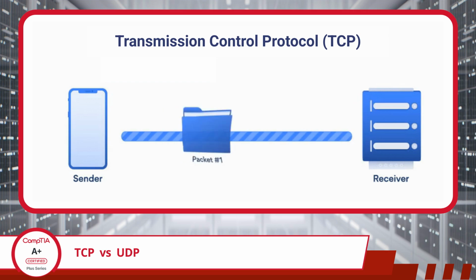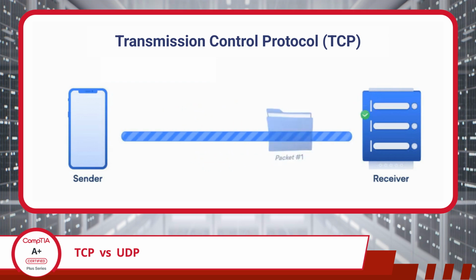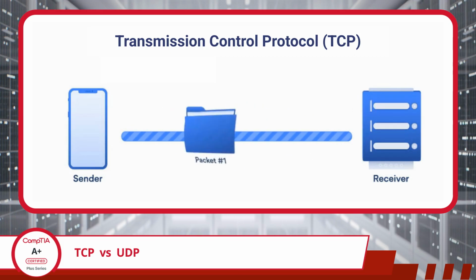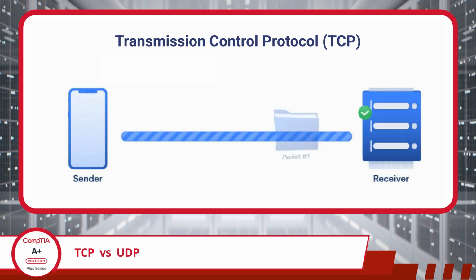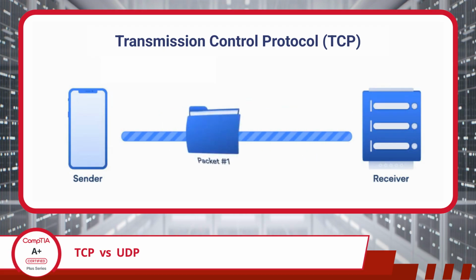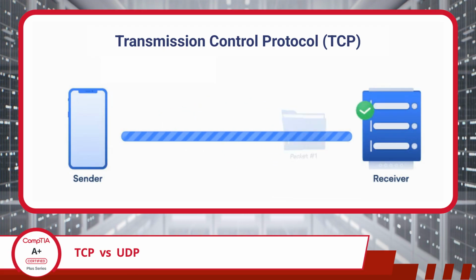Once the connection is established, TCP checks whether all data packets are received and in the right order. If something is missing, the protocol is designed to request a resend. This check process ensures complete data integrity and guarantees data delivery.